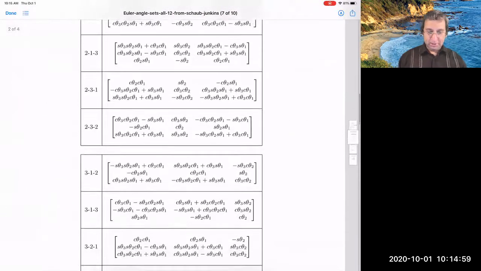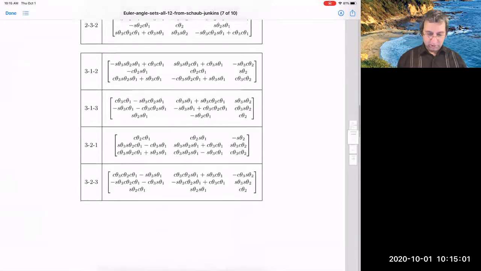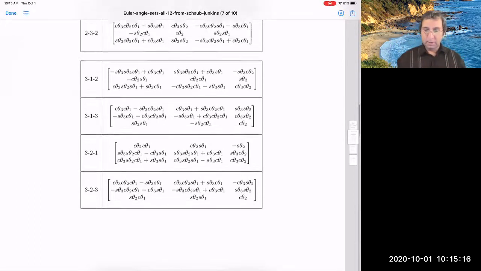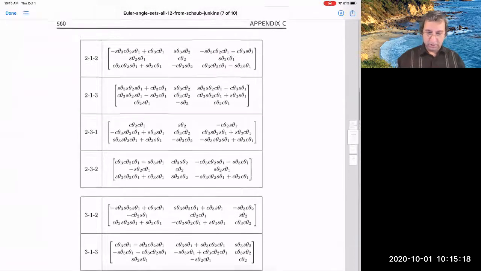If you were to look at, what did we just do? 3-2-3. So what I've written here is the same. They're just writing it in terms of the angle: theta 1 is the first rotation, theta 2 is the second rotation, theta 3 is the third rotation. So all of the conventions are here.